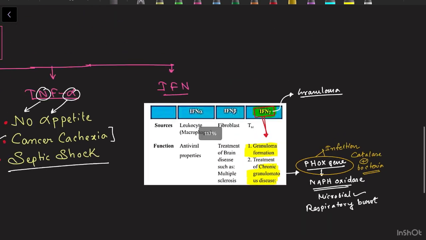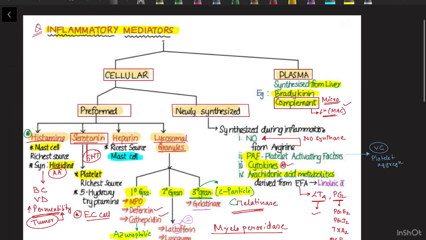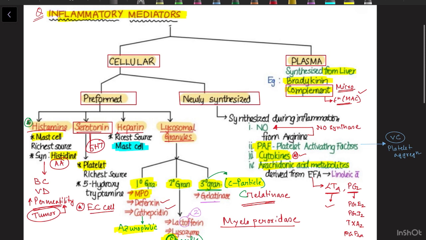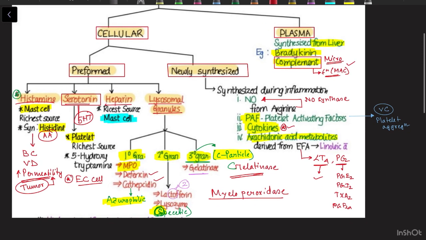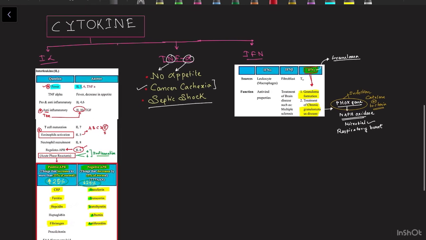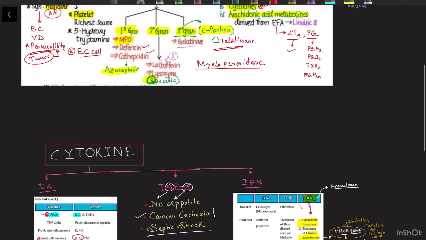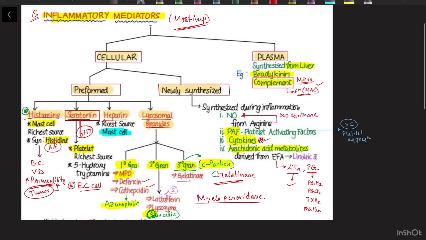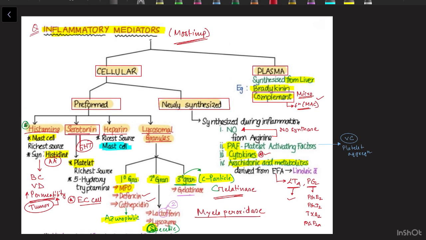So this would conclude my inflammatory mediators. This table is the most important, I would say. Even if you don't remember the details, try to write and mug up the flowchart. It might come as a question. And the cytokines that I mentioned, try to remember them, but it will be better if you try to remember them as you progress through the systemic part. Thank you.